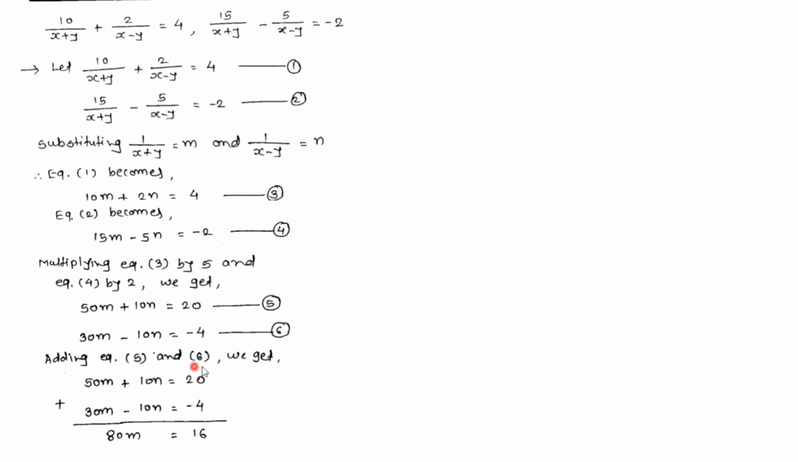So adding equations 5 and 6, we get 50m plus 10n is equal to 20, plus 30m minus 10n is equal to minus 4. So if we add these two equations, plus 10n and minus 10n will get cancelled, and 50m plus 30m, that is 80m, is equal to 20 minus 4, that's 16. In this equation, we have to find the value of m. So we should transfer 80 to the right hand side to get m is equal to 16 divided by 80. If we simplify, we get m is equal to 1 divided by 5.